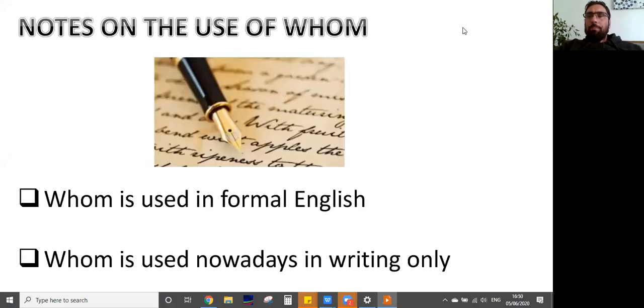Okay. Just a couple of points about whom. Whom is used in formal English, and whom is used nowadays in writing only. So we don't use it in spoken English anymore, but previously, of course, it was used commonly in spoken English, especially by middle class and educated people. But nowadays, it's just something that we use in writing.